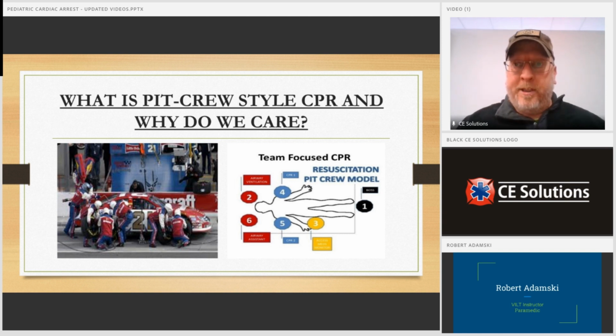So you need 1 person to hold the mask in place and maintain that airway with the manual head tilt, chin lift, or the jaw thrust, depending on whether it's a medical or trauma patient. So if it's a medical patient, you do a head tilt chin lift. If it's a trauma patient, you do a jaw thrust. They're going to maintain that airway and hold that mask seal to make sure there's no air leaks or any other problems. Then you have the other person, the third person, who's actually ventilating that patient.